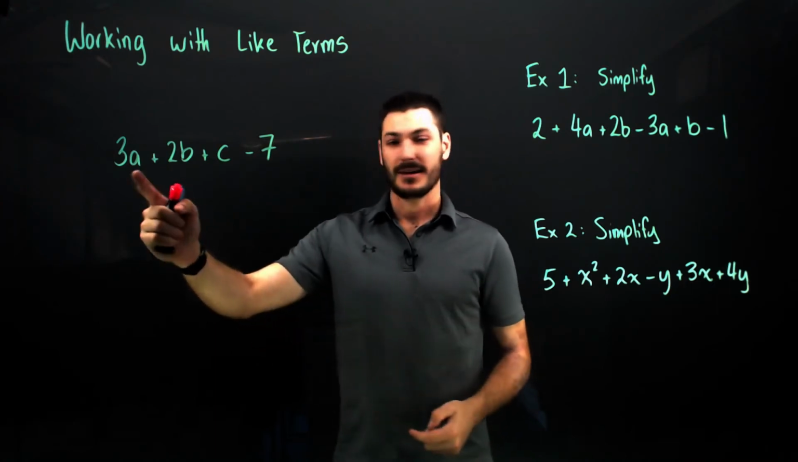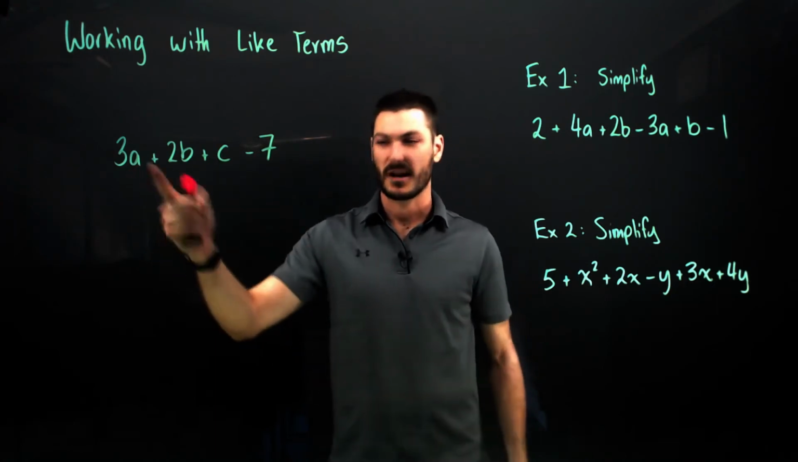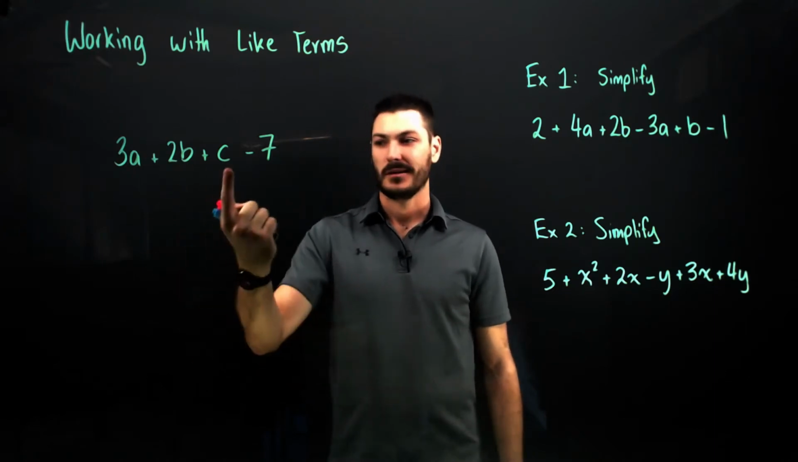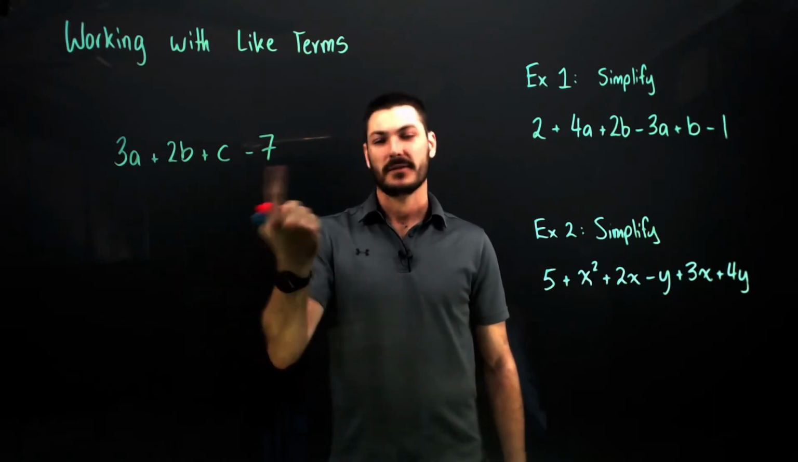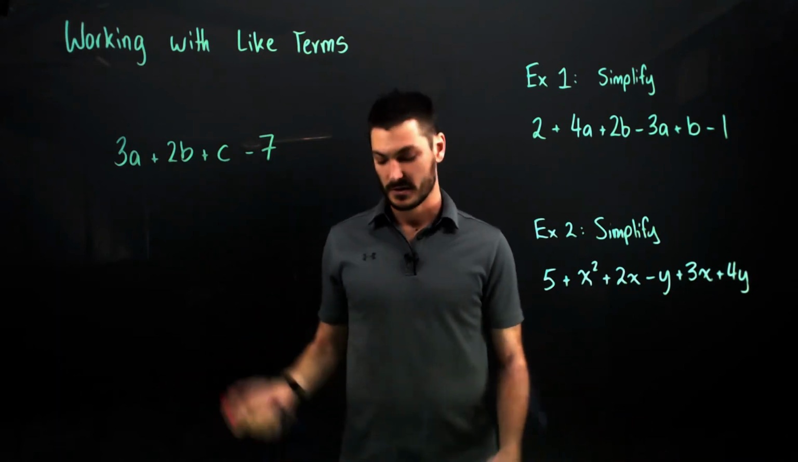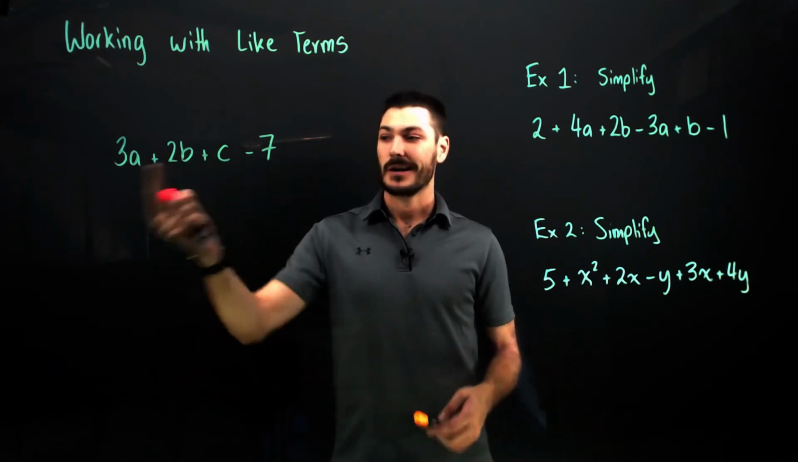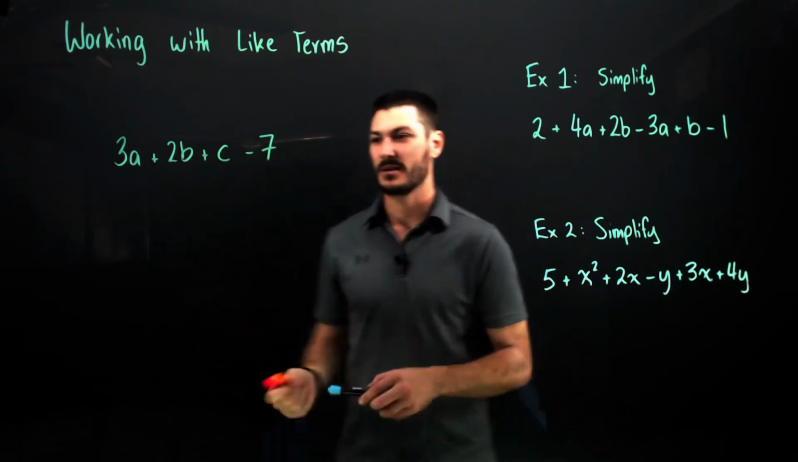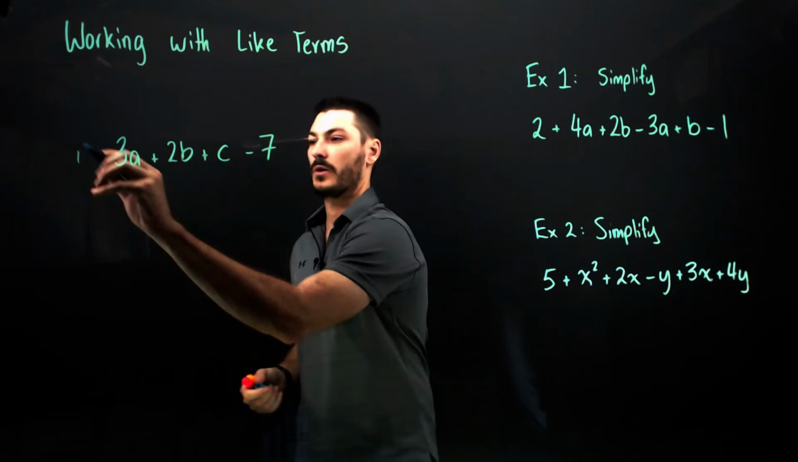Now, 3a is the only term in this expression that has an a in it. This 2b is the only one with a b in it. This c is the only one with a c in it. And the 7 at the end is the only one with no variable at all attached to it, so it's a constant term. So none of these are like one another. However, if we look at a different expression, I'll call that expression 1.